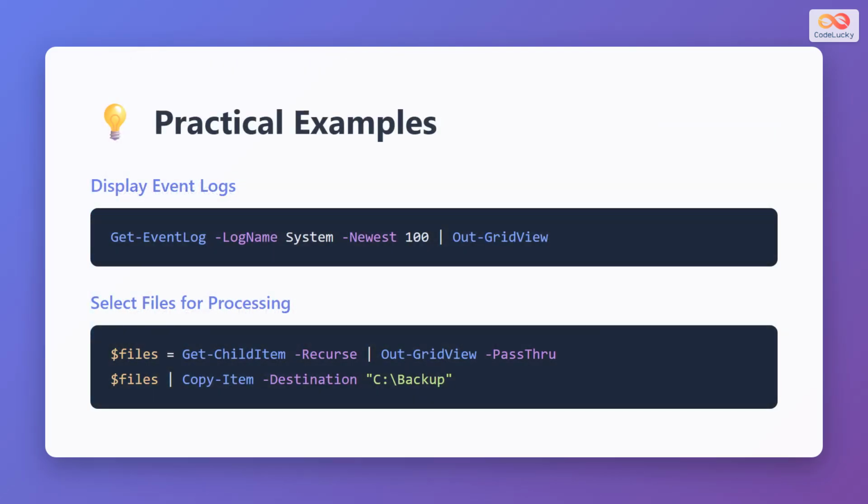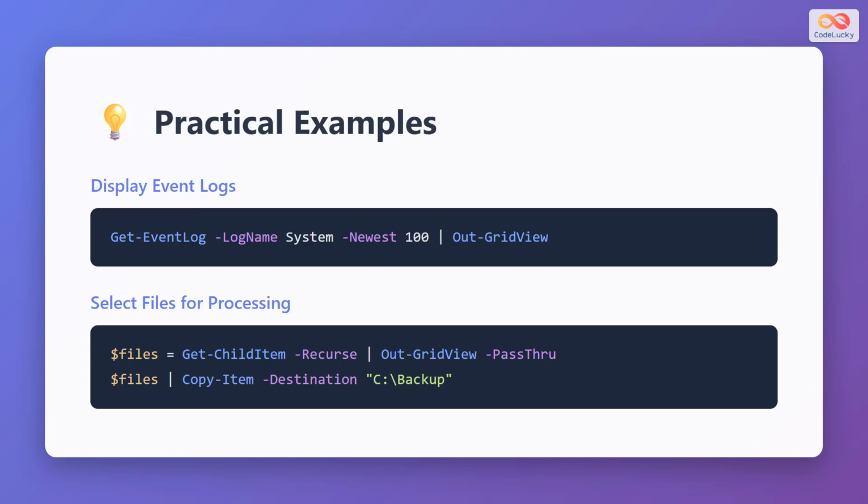Let's look at some practical examples of Out-GridView in action. First, displaying event logs. Get-EventLog -LogName System -Newest 100 piped to Out-GridView. This retrieves the newest 100 entries from the system event log and displays them in an interactive grid, making it much easier to browse through events than reading console output.